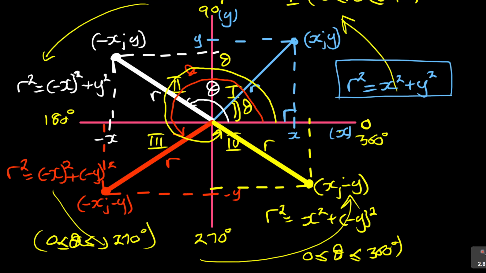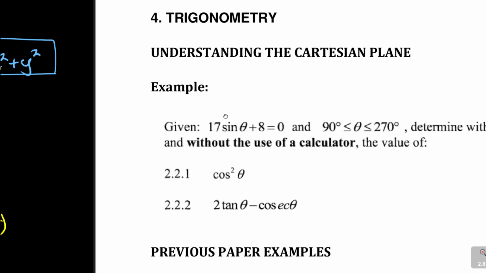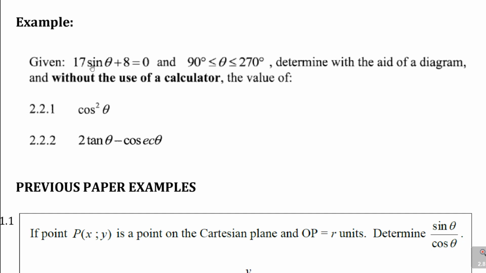So that is what you are having, and these are very, very important, and I'll also bring in a few things depending on the questions. So let's look at this question. For example, laying the foundation says you are given that what? 17 sine theta plus 8 is equal to 0, and 90 is less than or equal to theta is less than or equal to 270. So what are they saying there? Determine with the aid of a diagram and without the use of a calculator the value of that. Now they gave you this region here to say this is the value of theta is what?